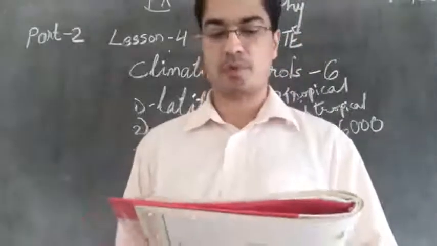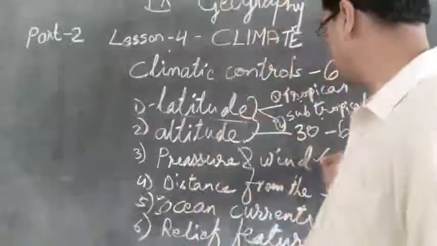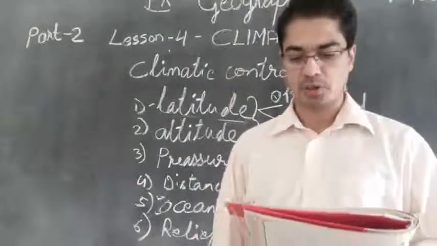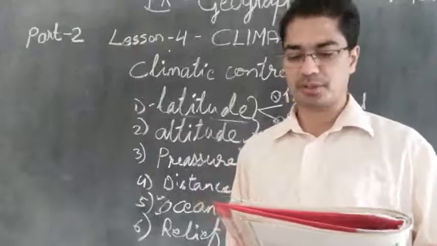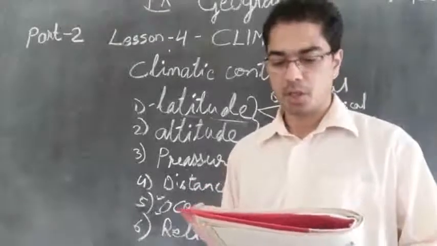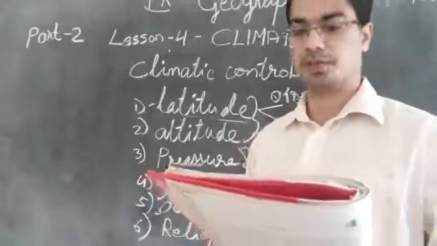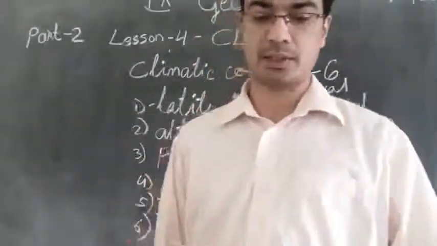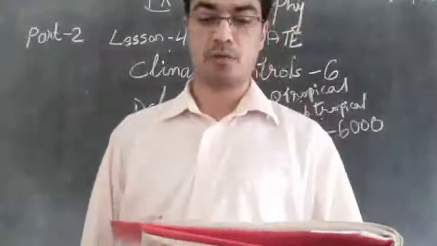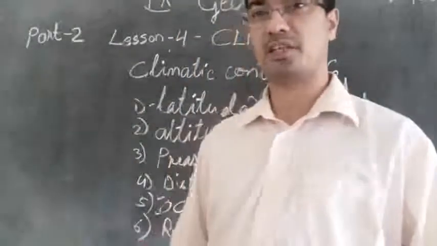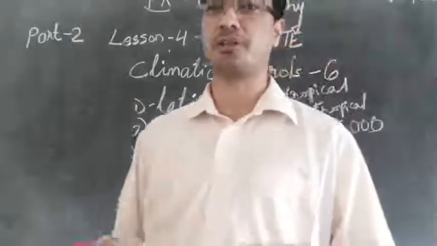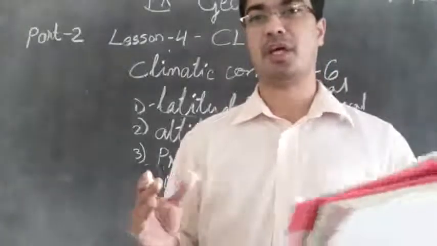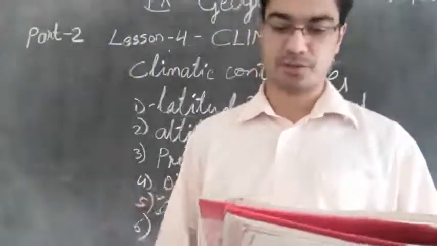Then the third one is pressure and winds. We already spoke about pressure and winds. How are they helping us? Let us see again. The climate and associated weather conditions in India are governed by the following atmospheric conditions. Let us see what are the conditions that are affecting the climate and weather of our country. First one is pressure and surface winds, the air pressure and the surface winds.